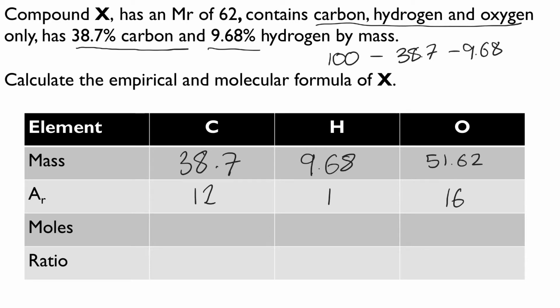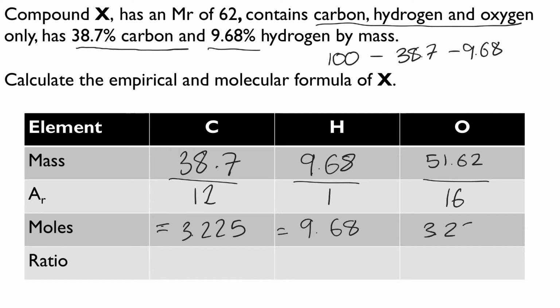Calculate the moles. To do that, we just divide mass over Mr. So we're just going to divide 38.7 by 12, which will give us 3.225 moles. Hydrogen, we do 9.68 divided by 1, which gives us 9.68 still. And oxygen, we do 51.62 divided by 16, which gives us 3.226. Don't round these numbers up too much, leave them quite full in the calculator, and that way you get a more precise answer. Okay, so now for the ratio, the hardest bit.